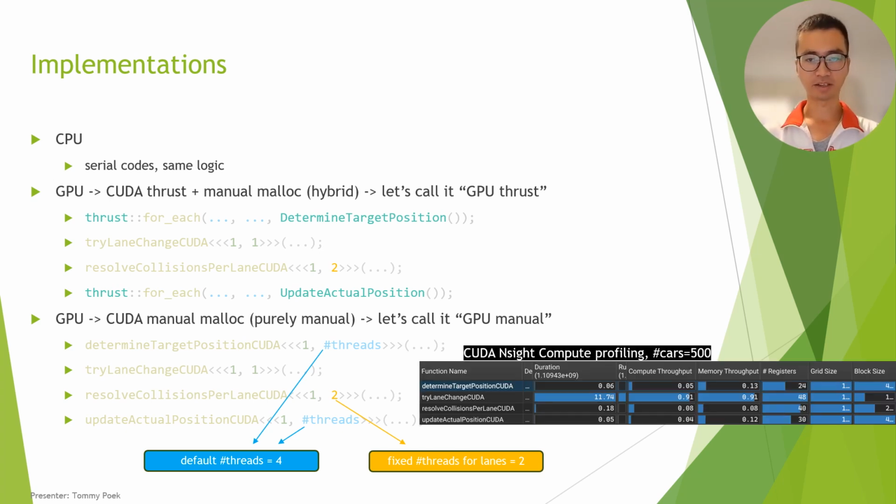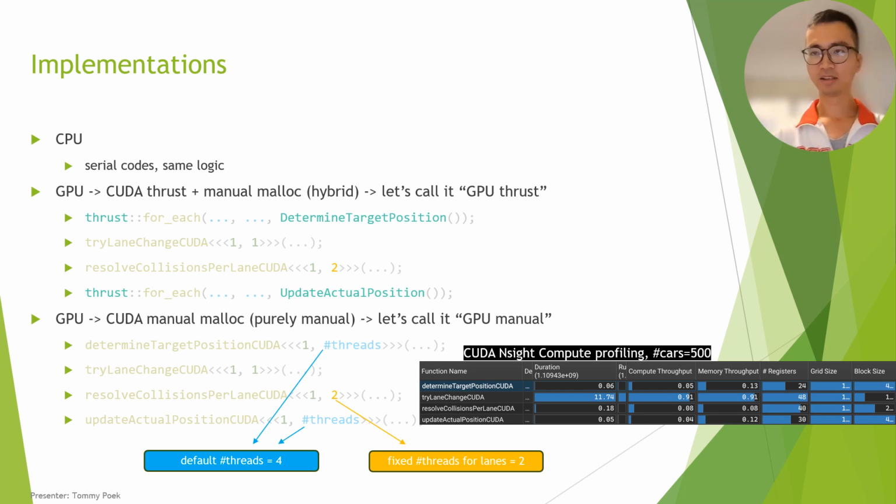With this one, let's look at a very easy CUDA Nsight Compute profiling. So let's restrict the number of cars to 500 only. It's easy to tell that try lane change, which is non-threadable, consumes the largest compute and memory throughput, which results in the longest duration. This is followed by this lane-threaded resolve collision function.